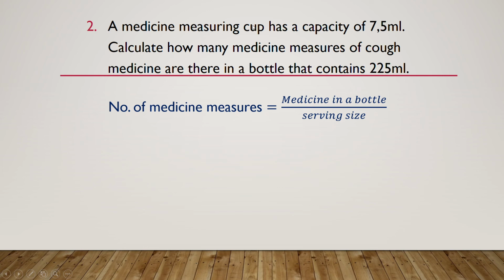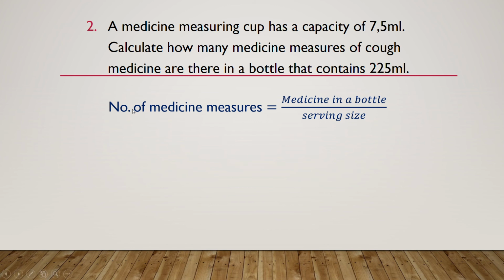Just imagine a cup, it's 7.5 mils. Calculate how many medicine measures of cough medicine there are in a bottle that contains 225 mils. Imagine a small little cup and a big bottle. So the big bottle contains 225 mils and the small cup is 7,5 mils. So they want to work out how many of those small little cups fit into that big bottle. So all I'm going to do is say that the big bottle divided by the small little cup will give me how many servings can fit.